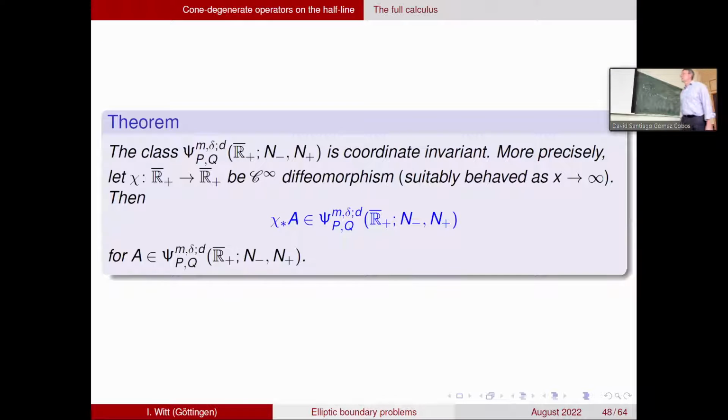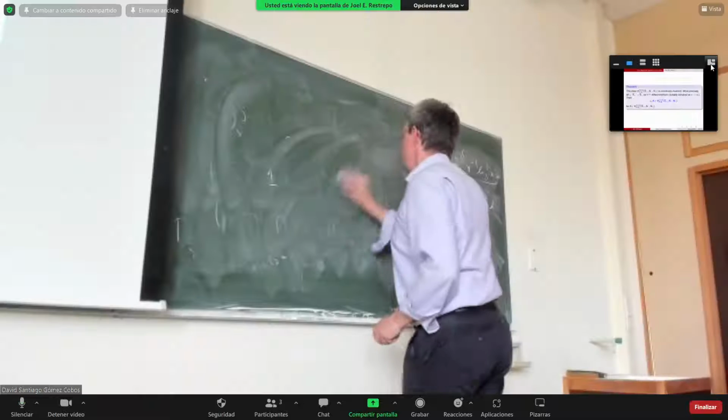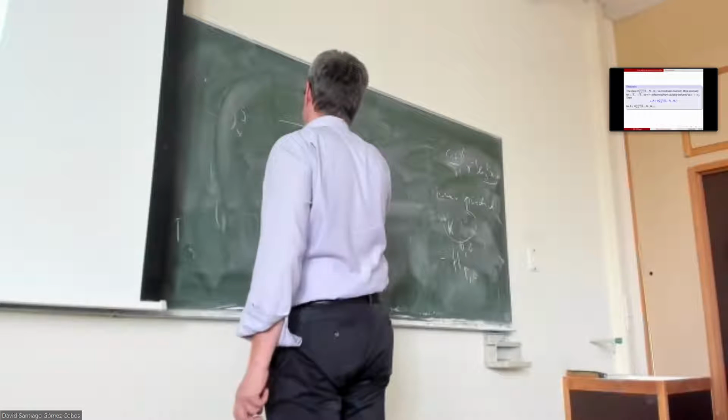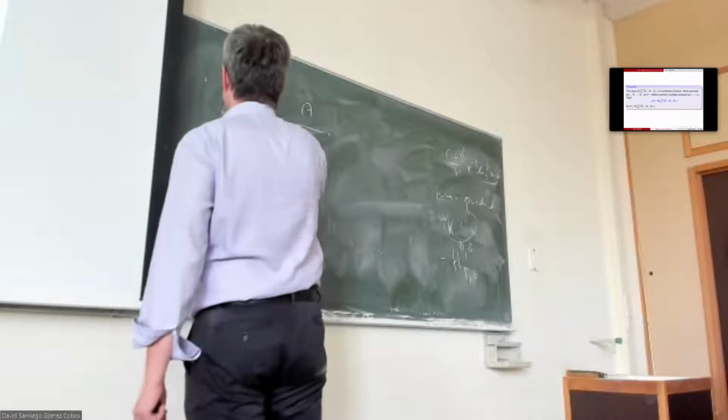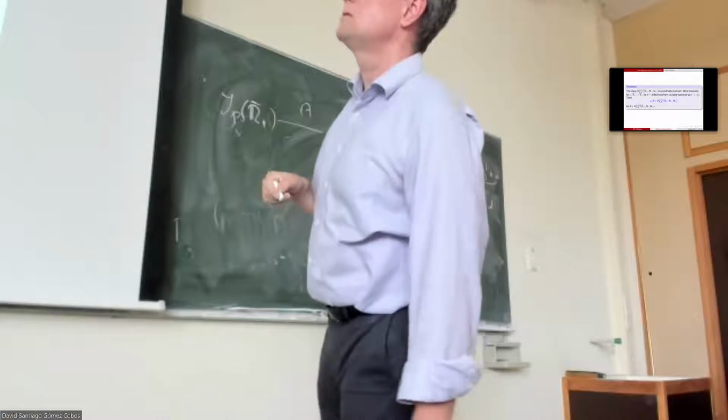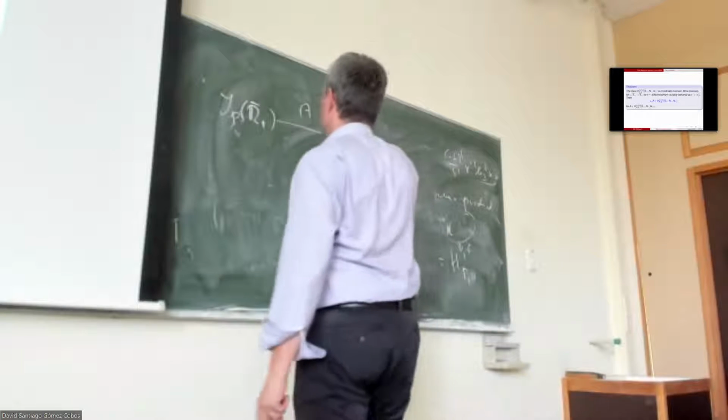Then there's one more. This class is also coordinate invariant. Also, more precisely, if I have a diffeomorphism of R plus with a situation at infinity, then this push forward of A is again in the class with the same arithmetic types. So basically, what I do here is, so here I have A, and this is just I just take the A. It should be curly A, but it's okay.